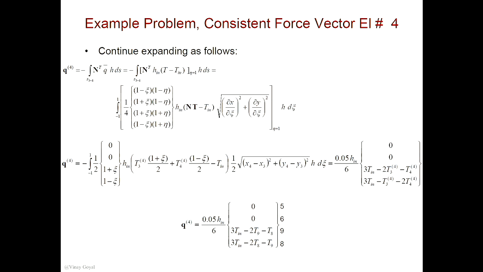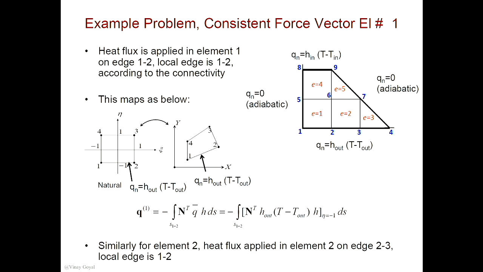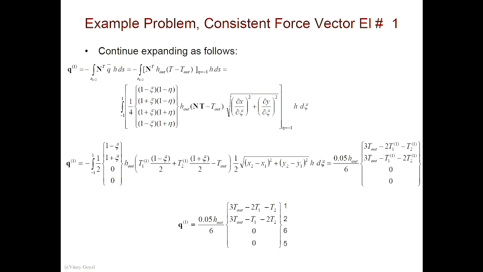And then I went to Mathematica and integrated this really quick. It actually took me about 25 seconds, if I remember correctly. And I got the consistent load vector for element 4. And I have to be careful because these temperatures that we're talking about here are at element 4, node 3 and 4, right? So I converted that to global nodes here, which are 9 and 8. And you guys can check that at home. Then I repeated that for element 1. And for element 1, everything is given here. You guys can check it at home.